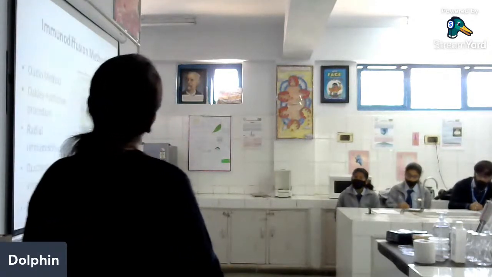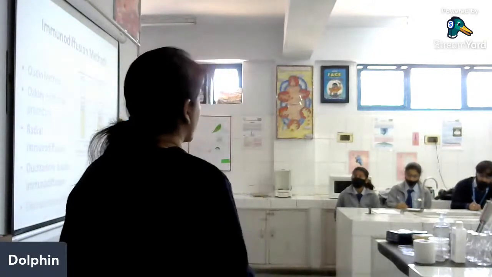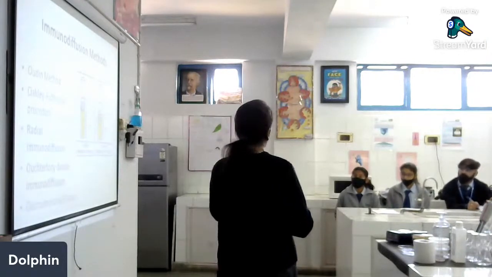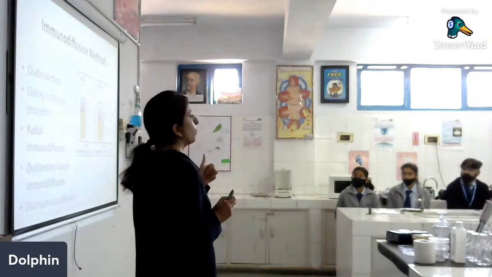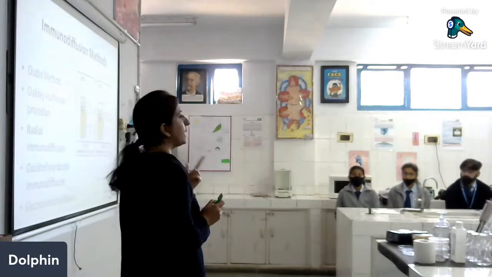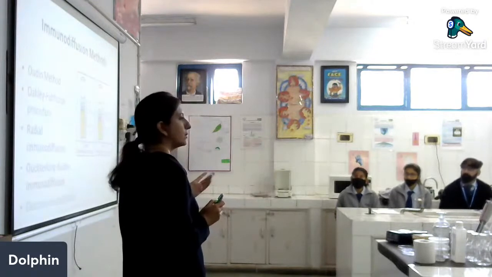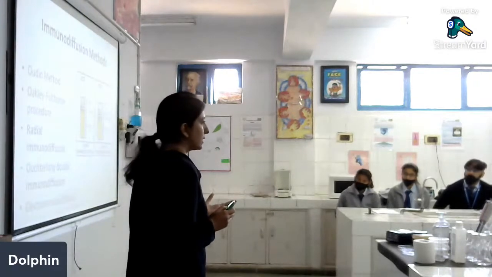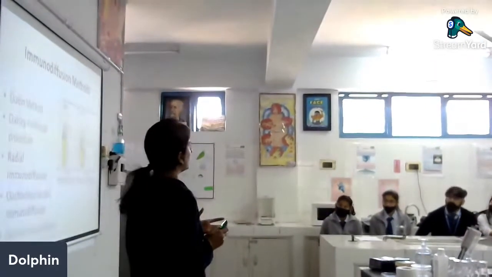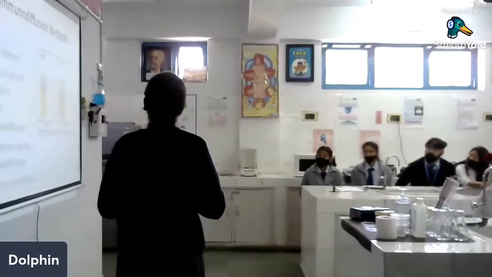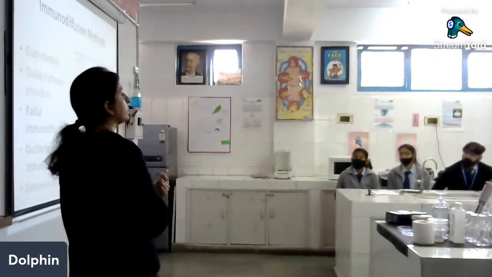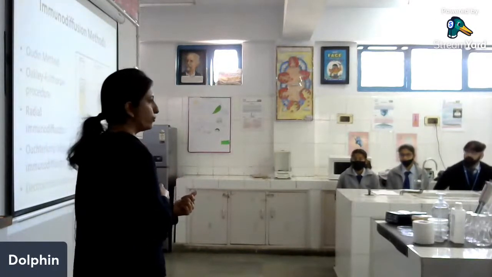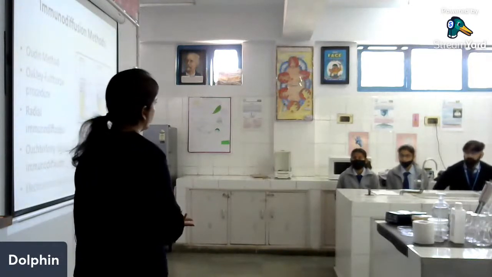So these immunodiffusion reactions, there are different methods of immunodiffusion. And these methods are basically based on two criteria. One criterion is whether you are allowing only one analyte to diffuse. It can either be antigen or it can be antibody. Or you are allowing both the analytes to diffuse. That is, both antigen and antibodies are allowed to diffuse. So immunodiffusion reaction can be single or it can be double. Single means one is fixed, one is allowed to move. Double means both are allowed to move.